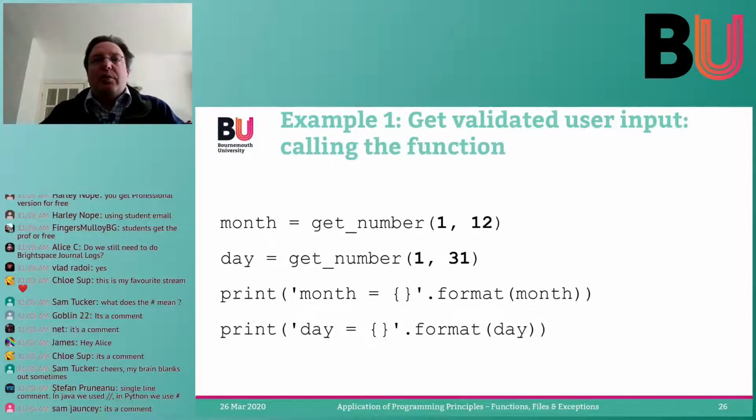Then you can do something like, for a month, get a number between 1 and 12. For a day, get a number between 1 and 31. And that 31 does not have to be a literal. If you want to do this even better, after I got the month, I'm going to check how many days that month has, and then pass that amount into the get number for days so that it becomes dynamic depending on what month the user gave.